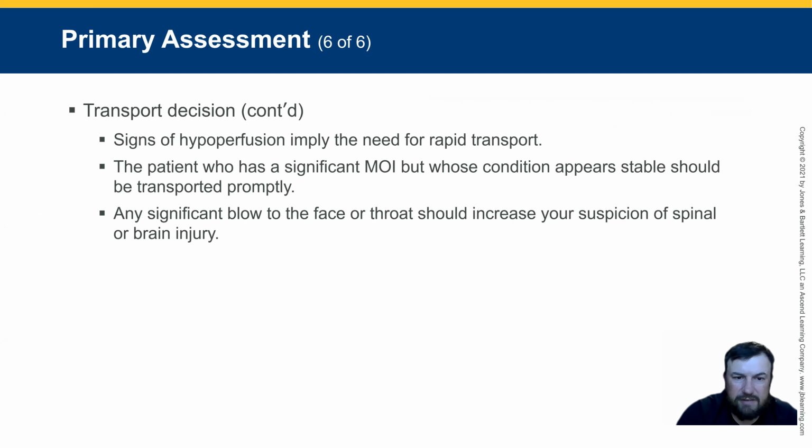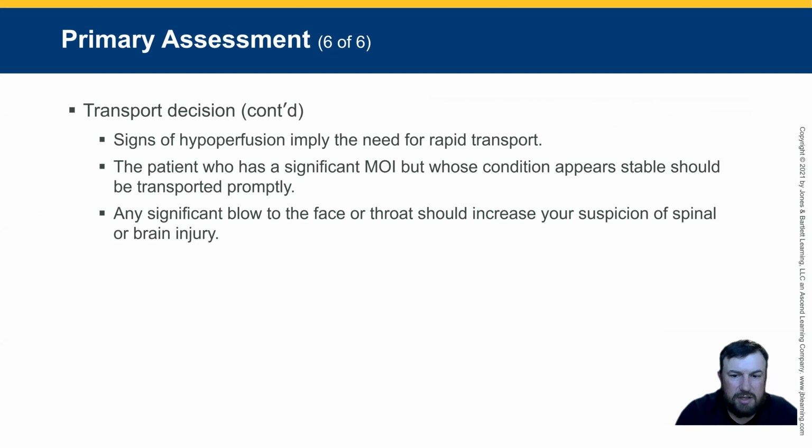The patient who has a significant mechanism of injury but whose condition appears stable should be transported promptly. Once again, common sense, index of suspicion. If the passenger or another occupant in the vehicle died in the vehicle, then it is on automatic. Your driver might say they're fine, but it was severe enough to kill someone else. That's a high index of suspicion. They need to be transported promptly. So just use your common sense.